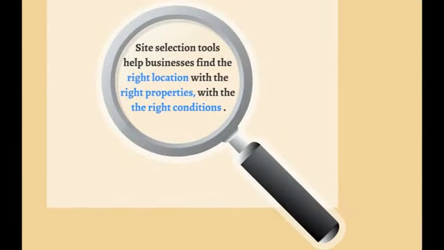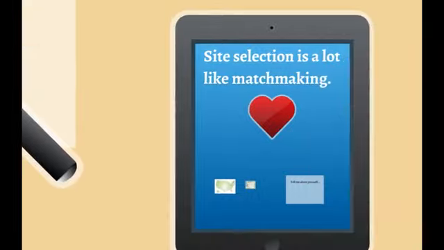Now, one of the things that we really think is important to emphasize is that site selection tools are really about helping businesses or investors find the right location with the right properties, with the right conditions. And we really like to start by thinking about the location as first and foremost the thing that we want to focus on, because there are a lot of right properties around the globe and in North America and in the United States and Canada as well. So that location is really critical.